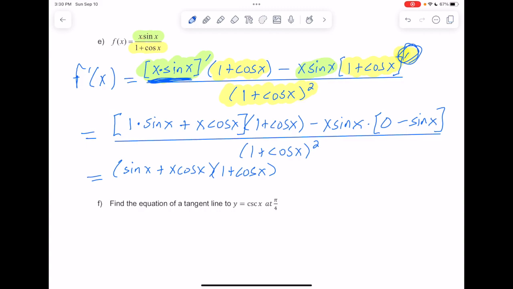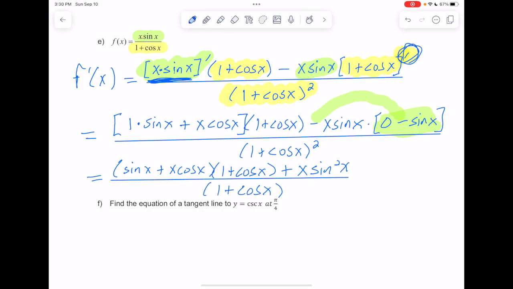And then over here, this piece right here is just negative sine x. So those two negatives right there are going to make a positive. And then the x is out front, and then we have sine x times sine x would be sine squared x. And then all of that is over 1 plus cosine of x squared. And I think I'm going to go ahead and stop right there and just highlight that as our answer.